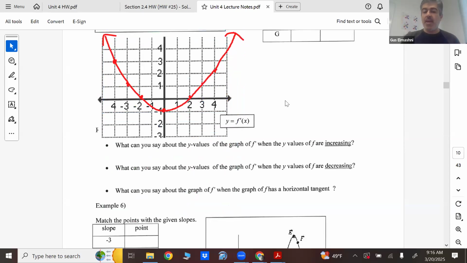Okay, so what can you say about the y values of the graph f prime when f is increasing? The y values are positive. What can you say about the y values in the graph f prime when f is decreasing? They're negative, because f prime is positive here, and f prime is negative here, right? And what can you say about f prime when it has a horizontal tangent? 0, exactly, right? That's what's happening.